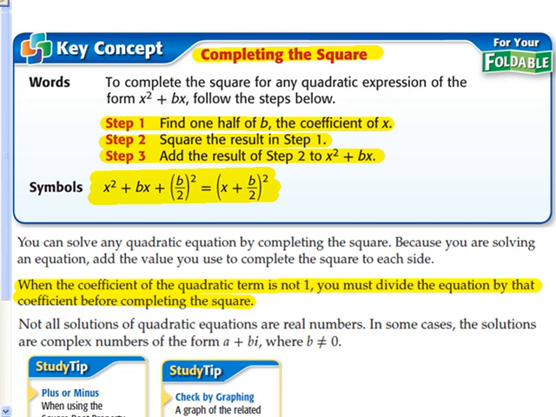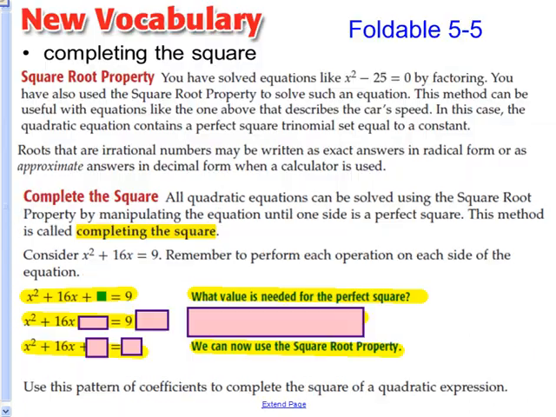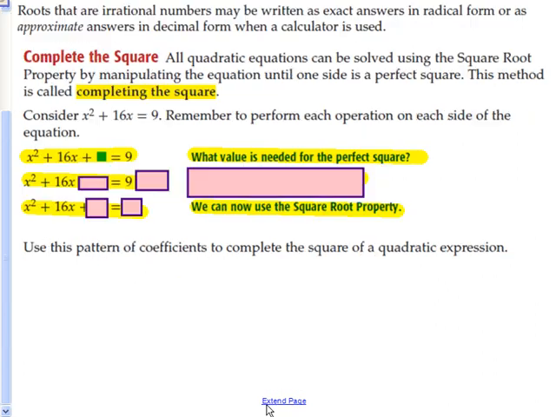Okay, the stuff highlighted in yellow is the directions of how to complete the square, so copy that down. And then we've got some more directions, more of an example with explanations on how to complete the square. So copy down everything in yellow.